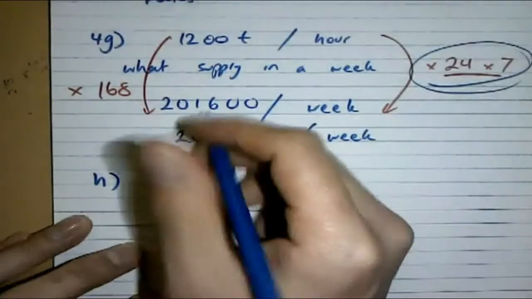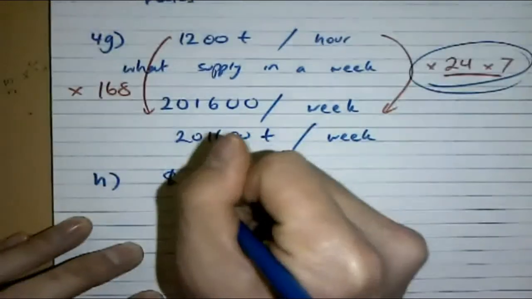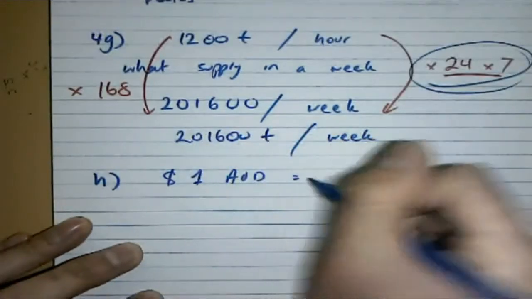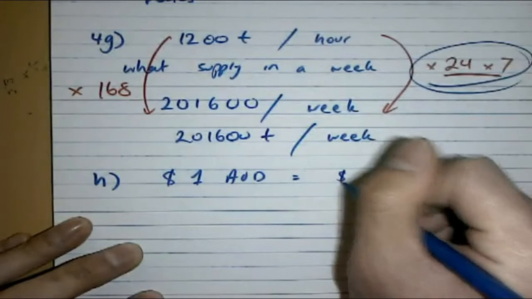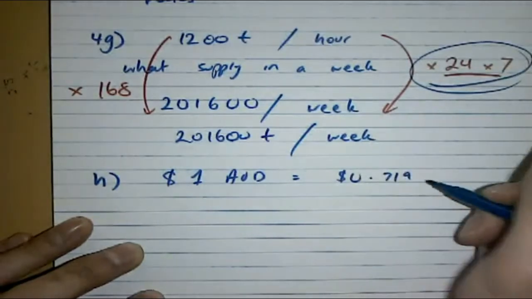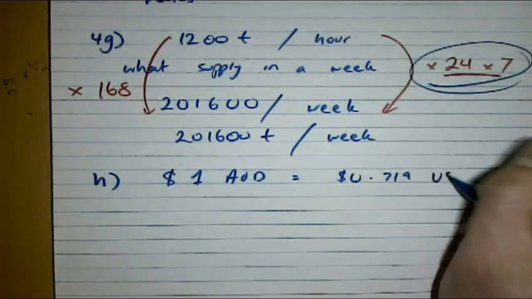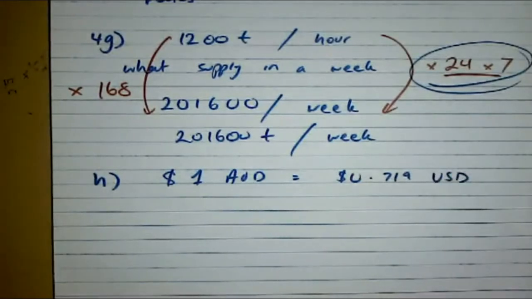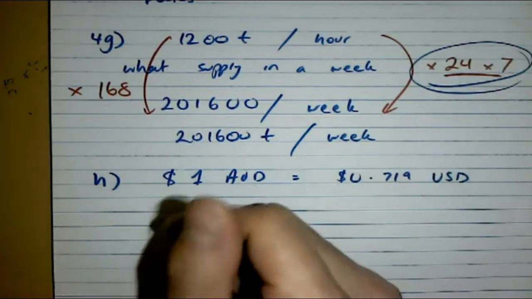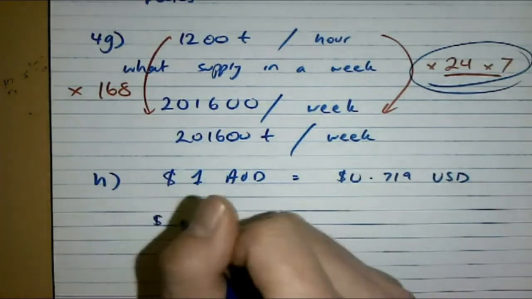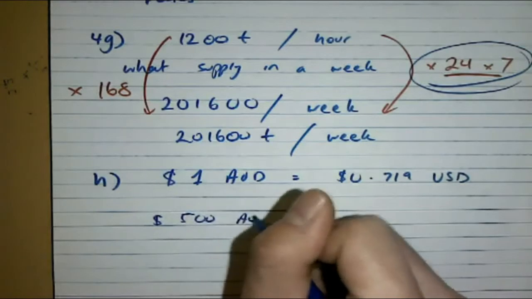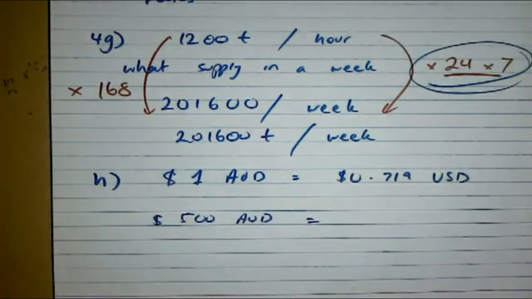$1 can buy this many US cents. So 1 Aussie dollar can buy 71.9 cents. What's the value in US dollars of 500 Australian dollars? So I'm now asking for the value of 500 Aussie dollars into US dollars.